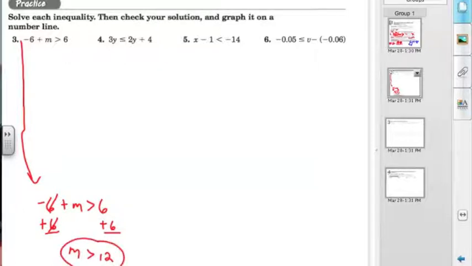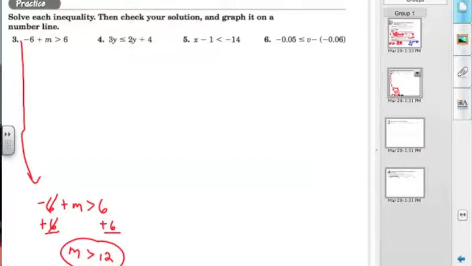On our number line, if this is 0, this is 12. I want all numbers greater than 12. Remember, it's an open circle because you don't want the 12. But you do want all numbers to the right.